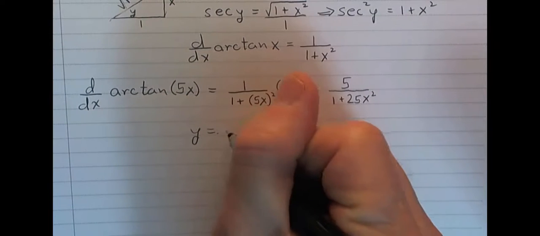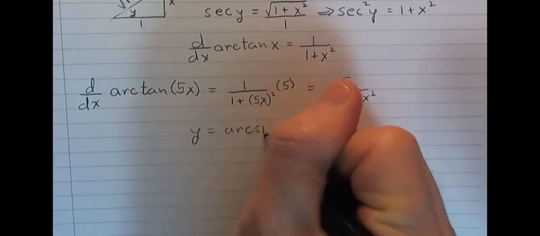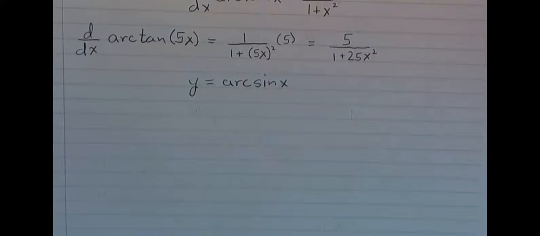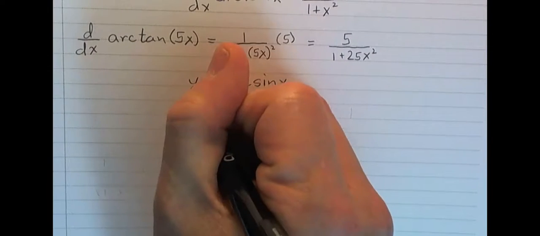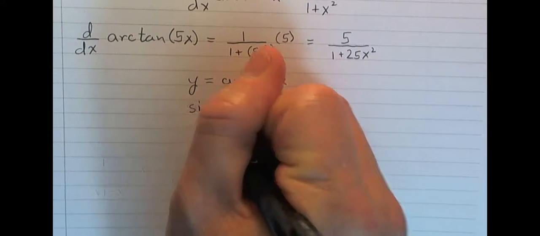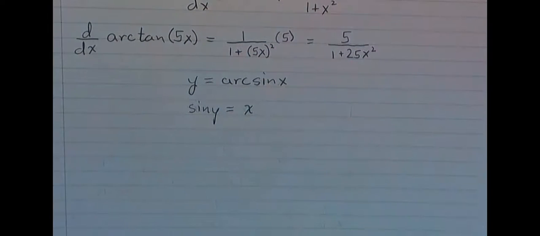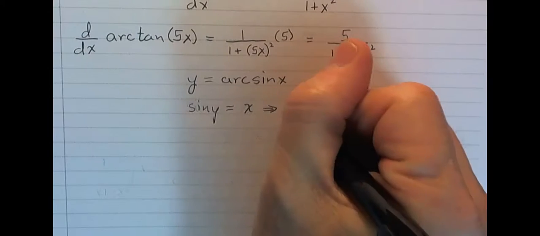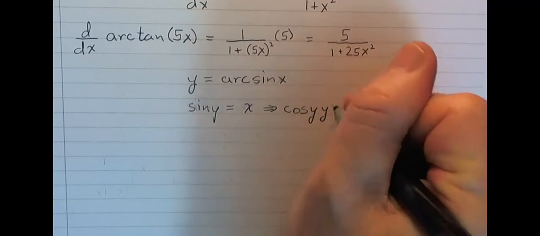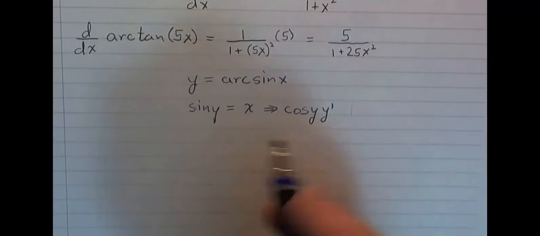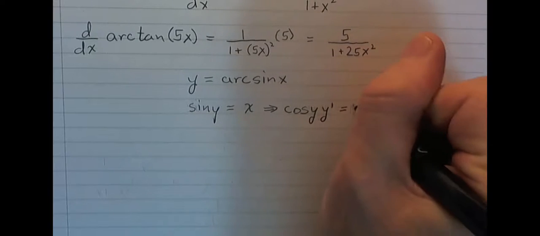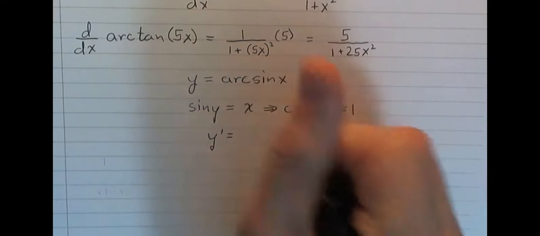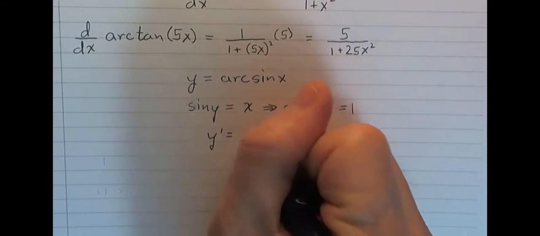We've got y equals arc sine of x. And I want to figure out what the derivative of that is. Well, we can proceed as we did before. I can apply sine to both sides, and I get sine y equals x. And then I can differentiate. The derivative of sine is cosine. And remember, we're using implicit differentiation here. So I tack on the y prime equals the derivative of x, which is 1. And then we have y prime is equal to 1 over cosine y.